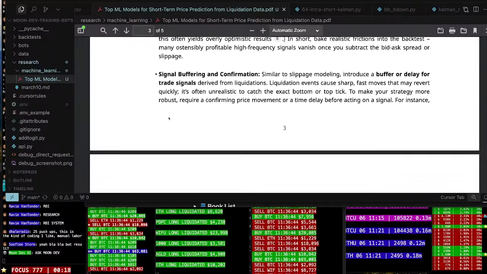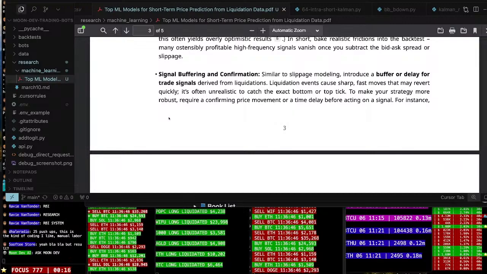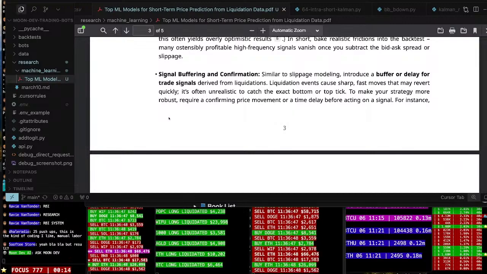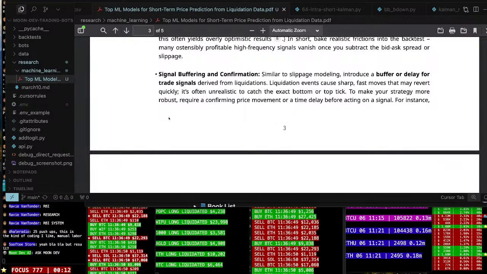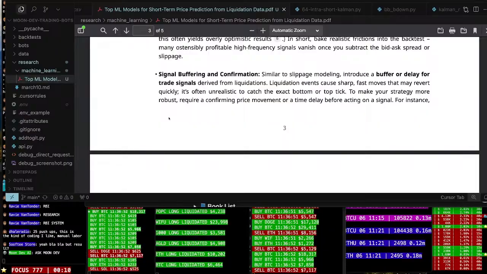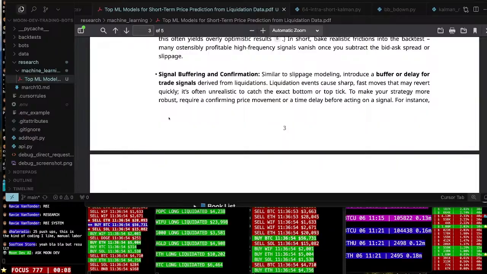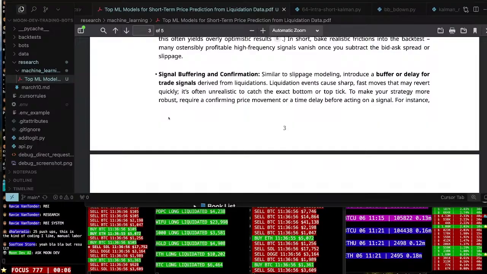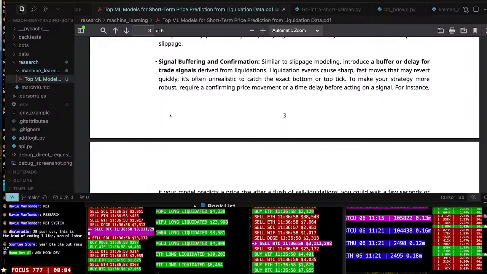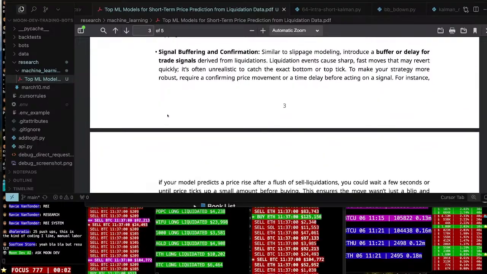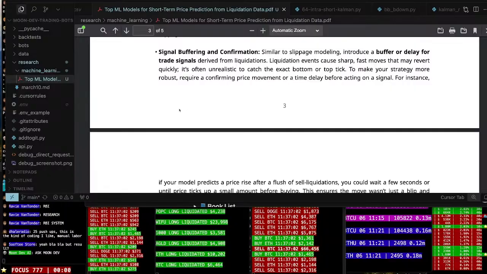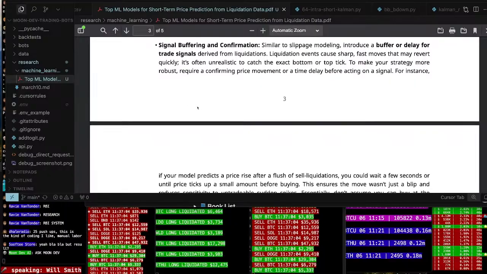Signal buffering and confirmations. Similar to slippage modeling, introduce a buffer or delay on trade signals derived from liquidations. Liquidation events cause sharp, fast moves, 25 by the way, that may revert quickly. It's often unrealistic to catch the exact bottom.